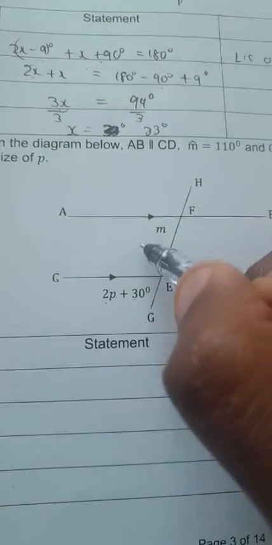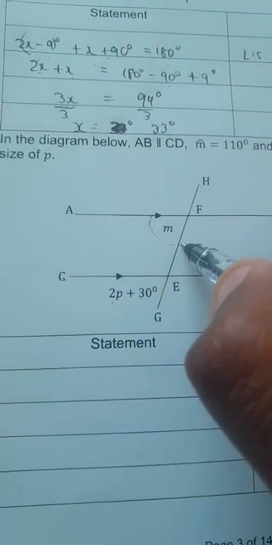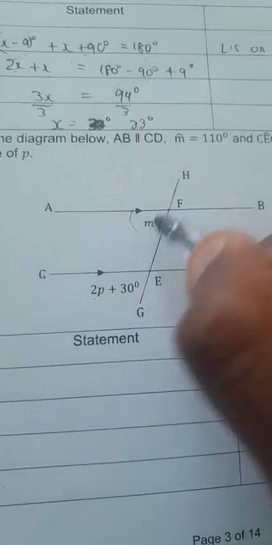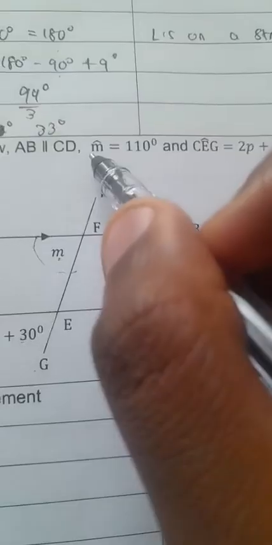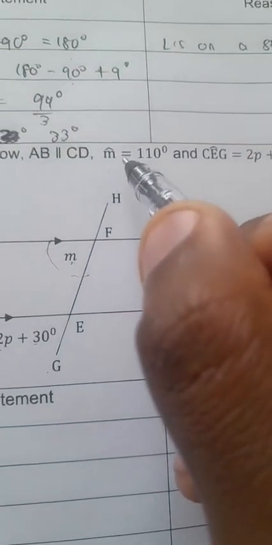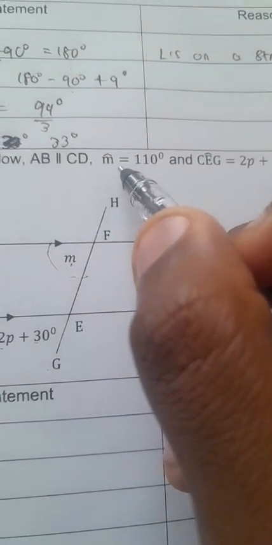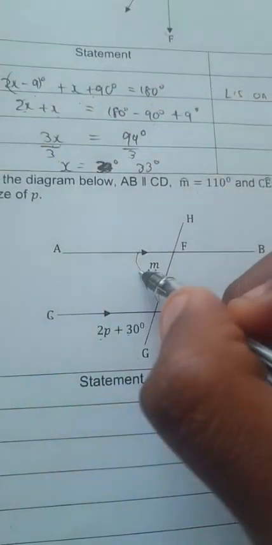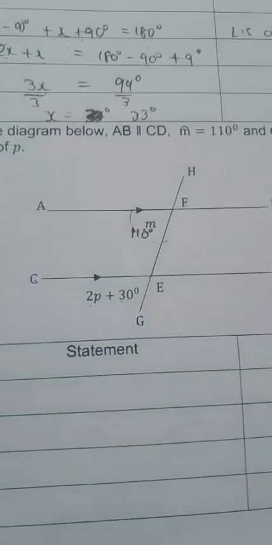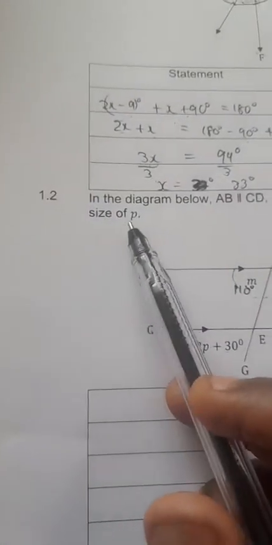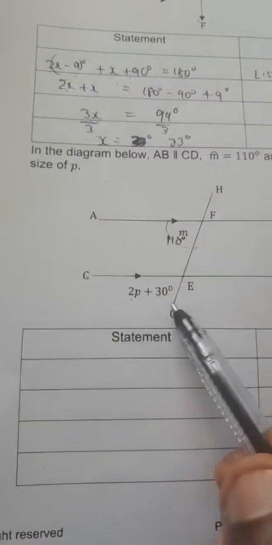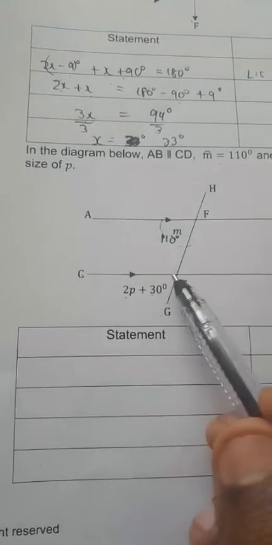Now remember, we are told that M is equal to 110 degrees. Even though in the diagram we have the letter, if you don't read the statement and take what you're supposed to take from it, you will miss that angle M is 110. So this is actually 110 degrees. Now we are supposed to calculate the size of p. Where is p? p is part of this angle here, which is CEG.